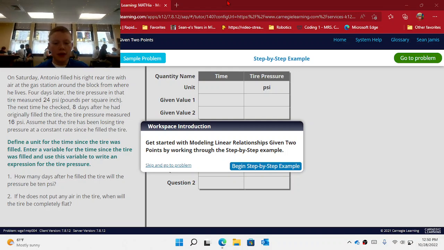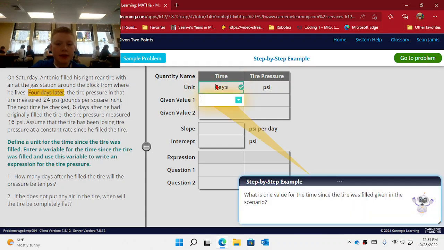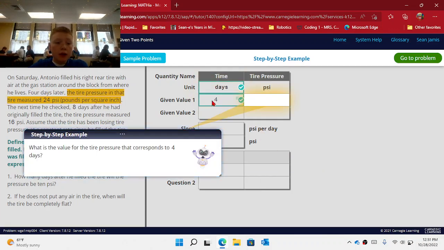But guys, this is modeling when your relationship is given 2 points, a step-by-step example. The information is: once the tire was filled, he filled this right rear tire. Next time he checked, 8 days later, the tire pressure measured 16 psi. I'm assuming days. Yes, I'm correct.